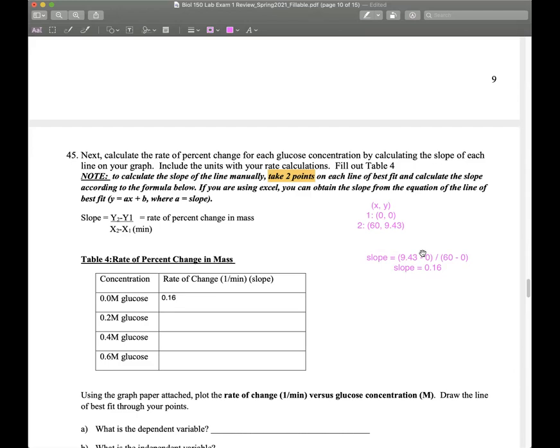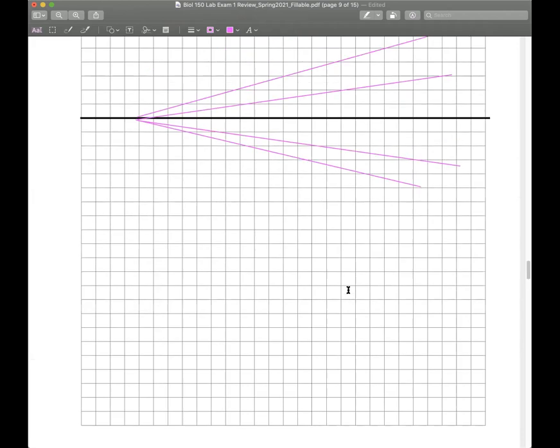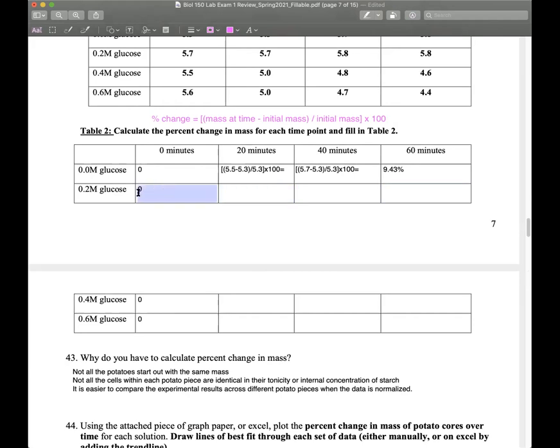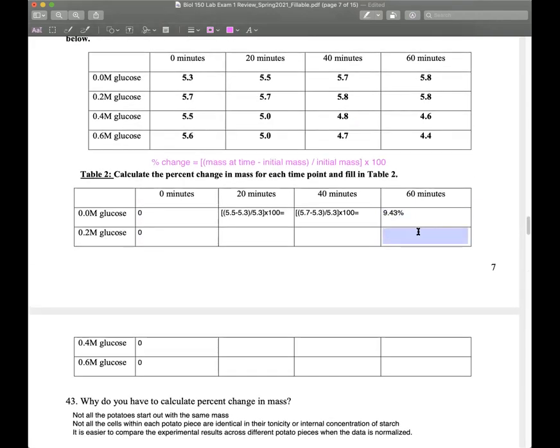All right, how are we feeling with that one? Do we want to do the next one as well? I guess maybe we could do one more. All right, let's do the 0.2 molar glucose. We don't need to calculate all of these boxes. We already have our 0 time, 0% change. So all we need to do is the 60-minute one. Let's calculate that and then calculate the slope, and hopefully we come up with the same answer.